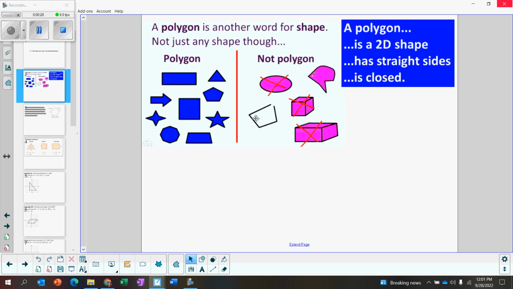They're complete, so this one's incomplete. All of these are complete, they connect. And these are not polygons because they're three-dimensional shapes, right? It's a two-dimensional shape, and it will never have any lines inside of it. We could draw lines inside, but the polygon itself would not have any lines. So it is a 2D shape with straight sides and is closed.